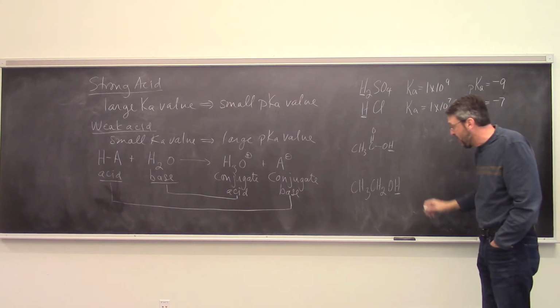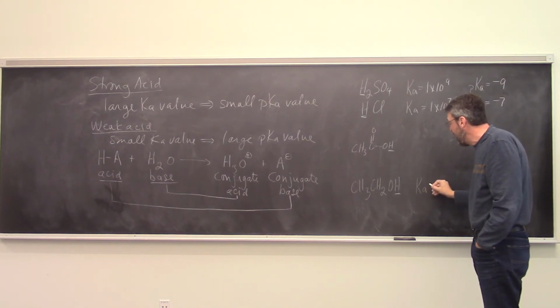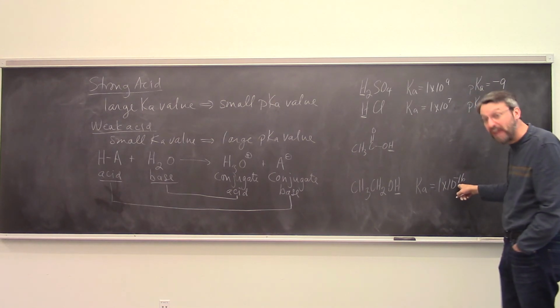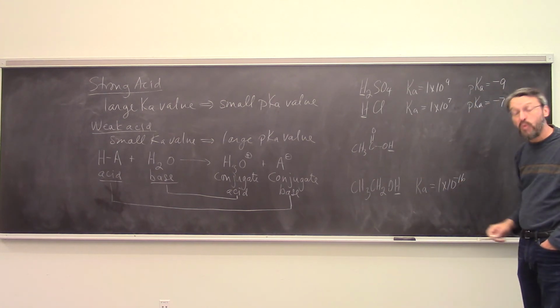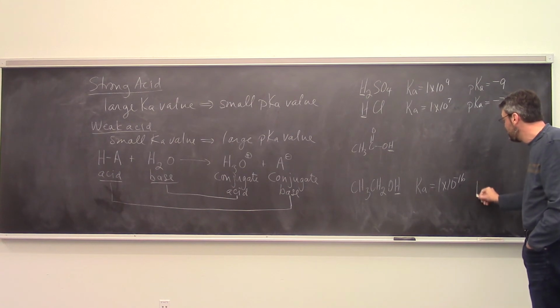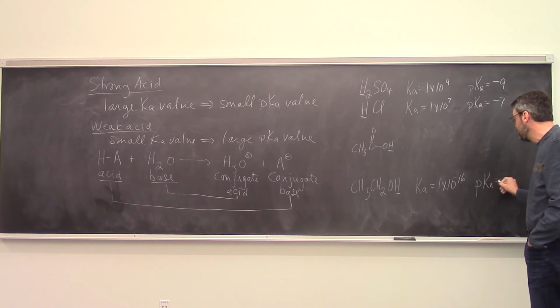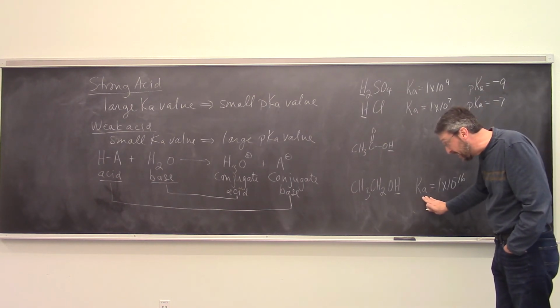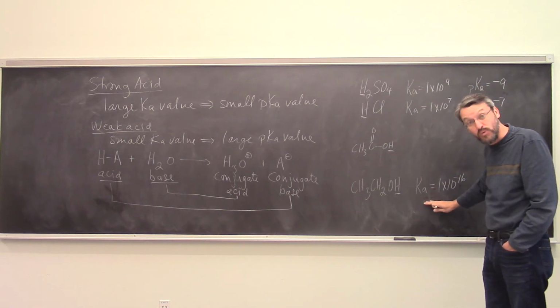Now for this one, the Ka is about 1 times 10 to the -16th, a very small number. So this is quite a weak acid, which means the pKa is going to be quite large, 16. And so this is weak. These two are strong, this is weak.